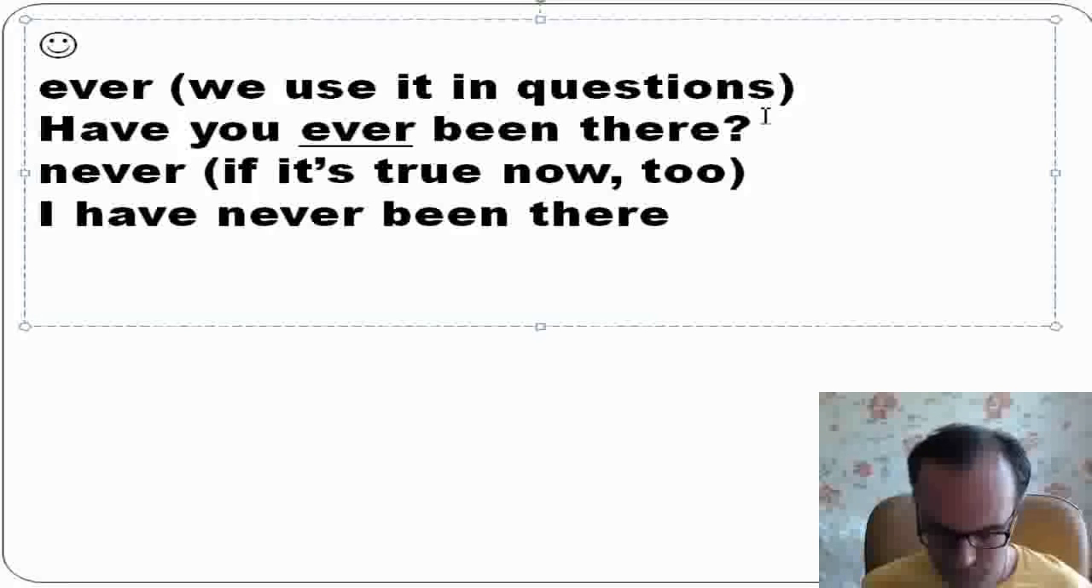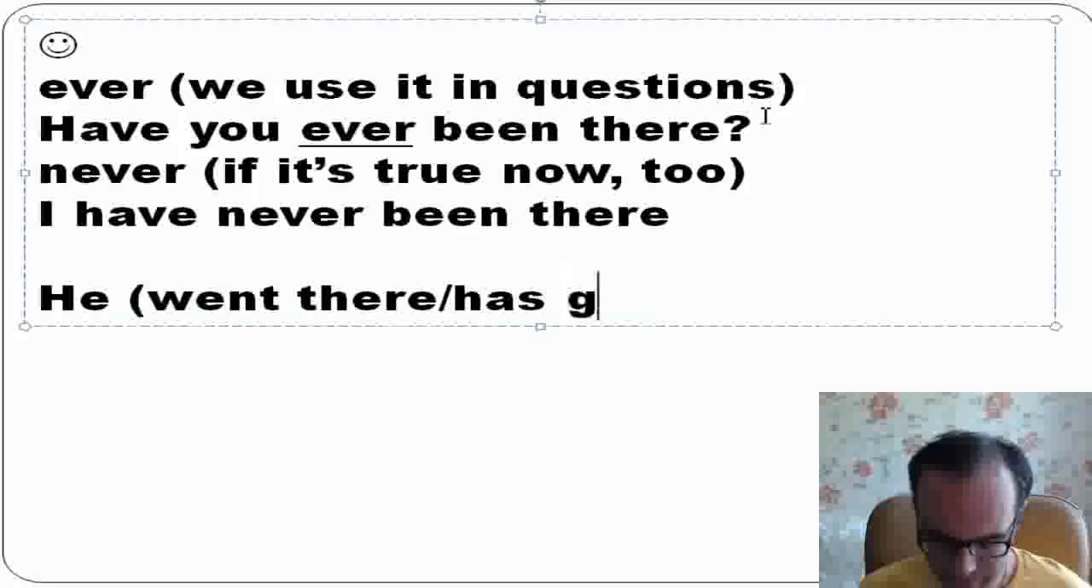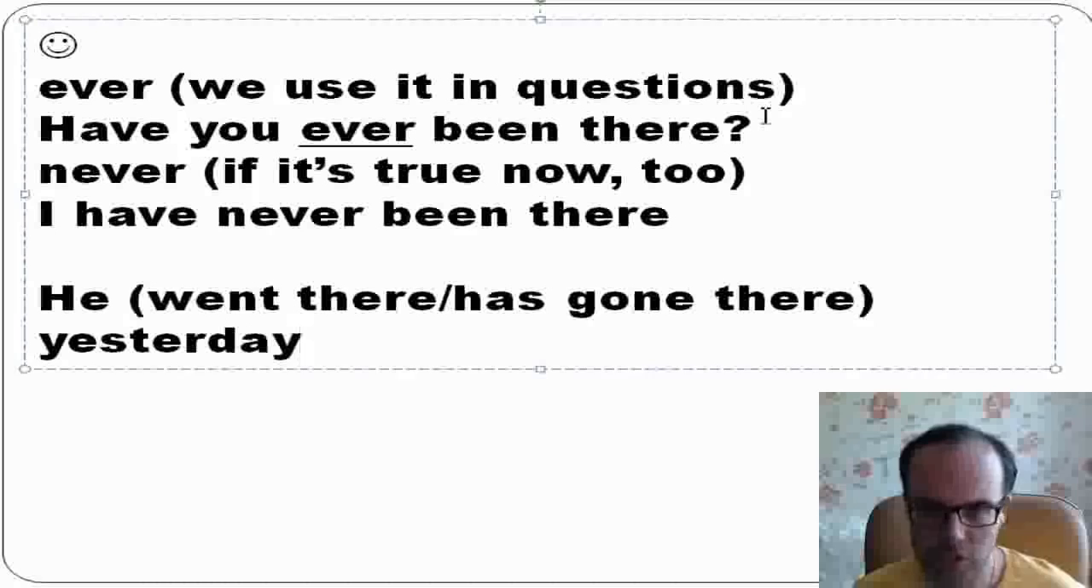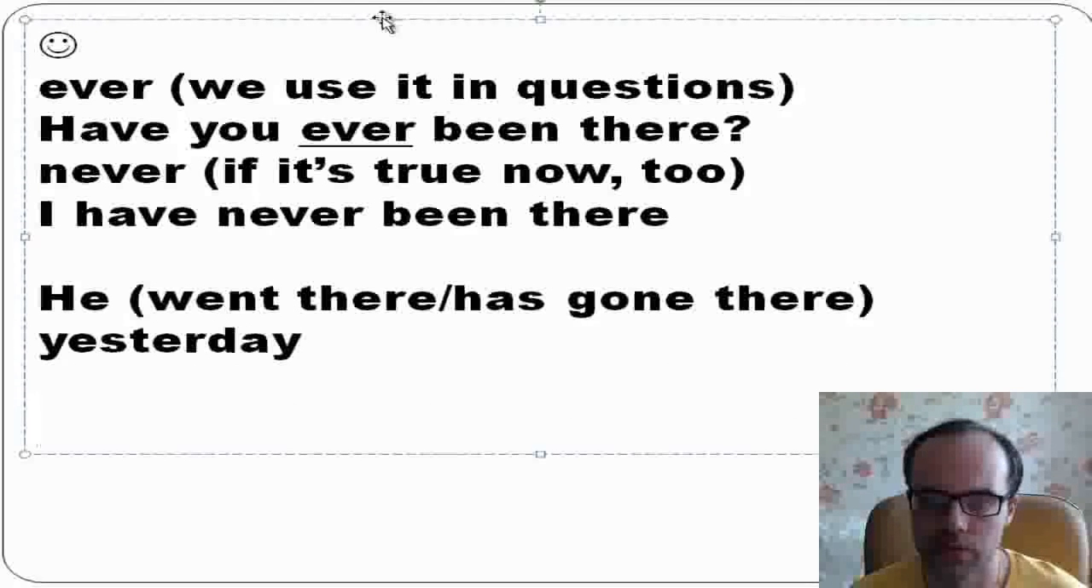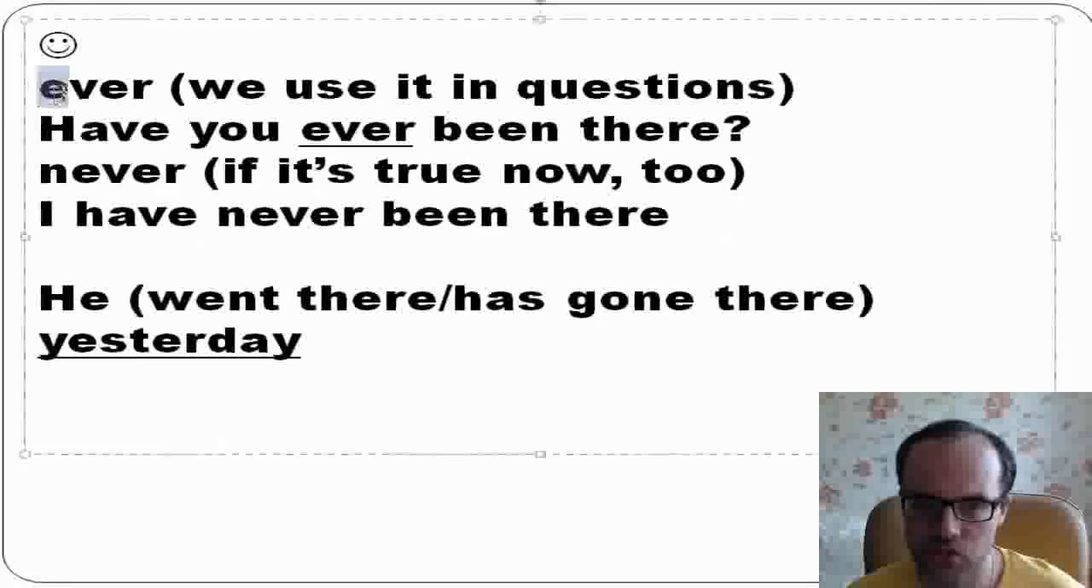Okay, so you see, he went there, or he has gone there yesterday. Which variant is correct and why? So it's about the past. You see yesterday, and you know that there are some words which tell us that we need to use present perfect. It's really good that you know these words.